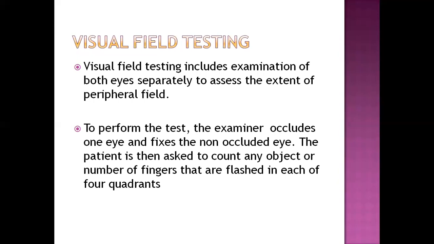To perform this test, the examiner occludes one eye, occludes means closing, closes one eye and fixes the non-occluded, opened eye. Then the patient is asked to count any object or number of fingers that are flashed in each of the four quadrants. Patient is shown a diagram and is asked to count the number or whatever diagram is there.